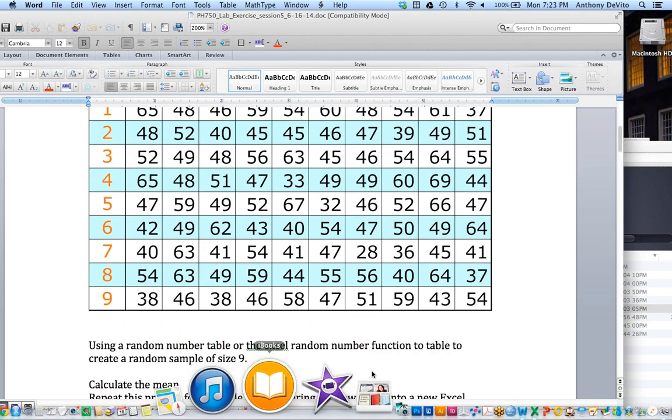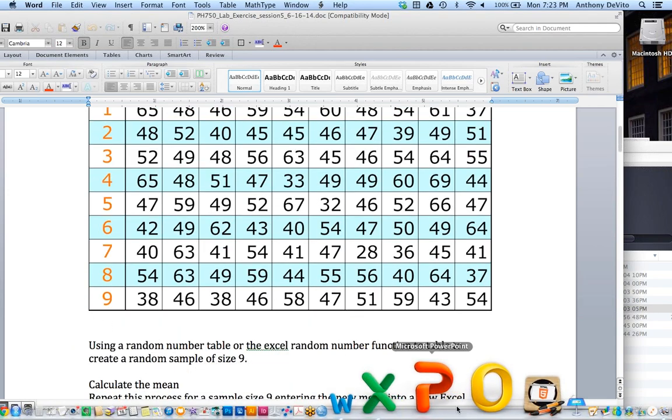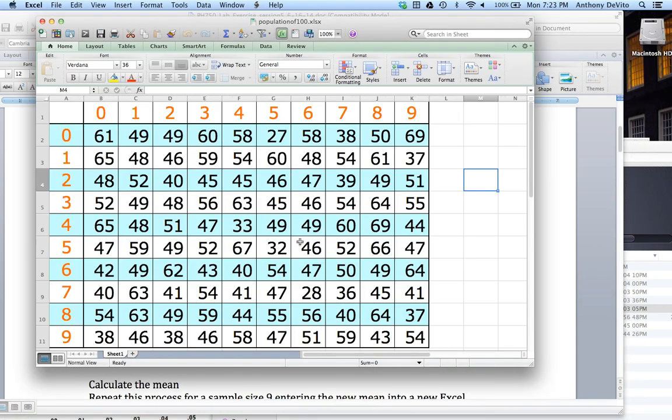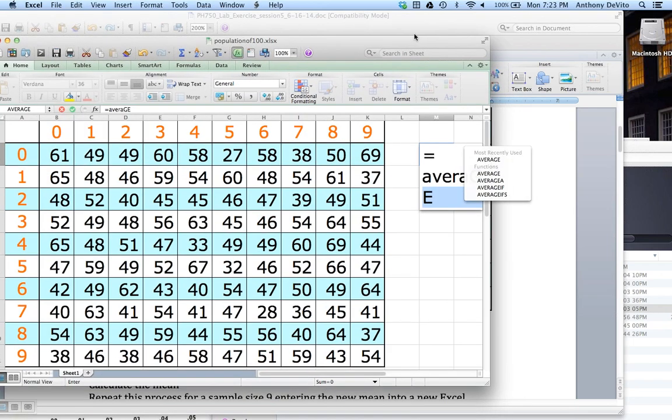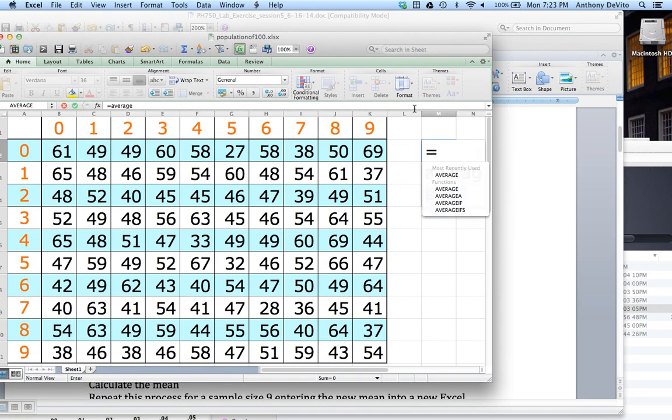And I actually have a version of this in Excel, okay? Same table. I'm going to find the average here. It's going to be equal to average. Let me see if I can get this so I can see it. Average, okay. And let's see, the average of all of these numbers is going to be 50. The average of all these numbers is 50.